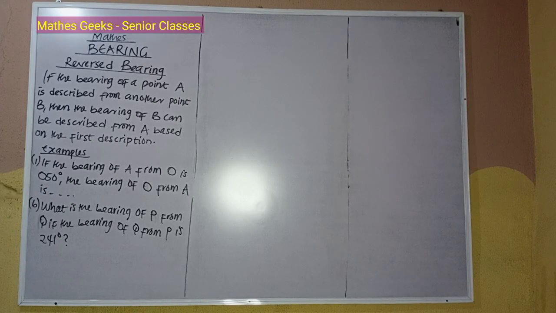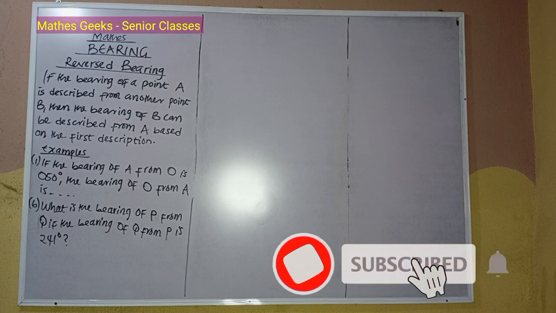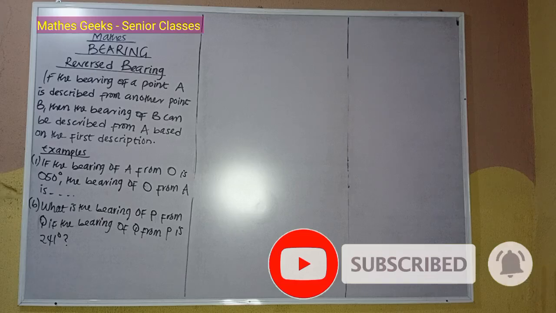This lesson is about reversed bearing. Another name for reversed bearing is back bearing. So if the bearing of a point A is described from another point B, then the bearing of B can be described from A based on the first description.